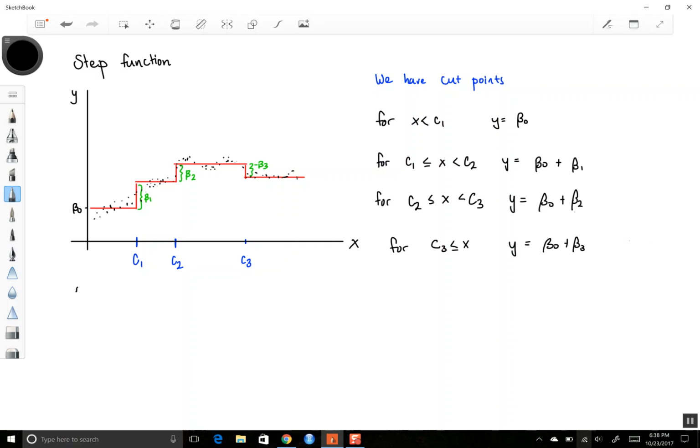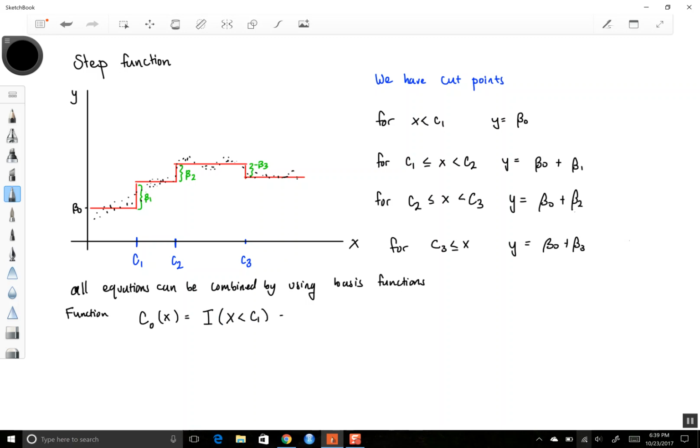Okay. And so all of these equations can be combined by using some basis functions, okay, which we will call basically that x is within a certain range, okay, and so we'll have a function C0 of x, and this is equal to I of x being less than C1. So this means 1 when x is less than C1 and 0 otherwise, or 0 elsewhere.